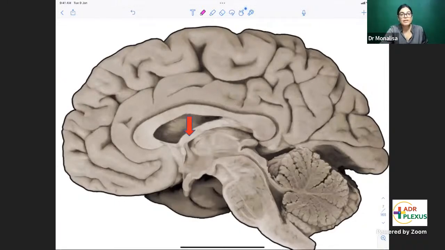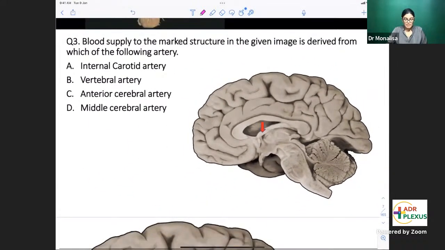and then you have to tell me what is the blood supply of this structure. So definitely I'm again receiving many answers. Yes, this is the fornix. Absolutely right. Yes, this structure is a fornix, and you have to tell me the blood supply. So please mark the right answer.